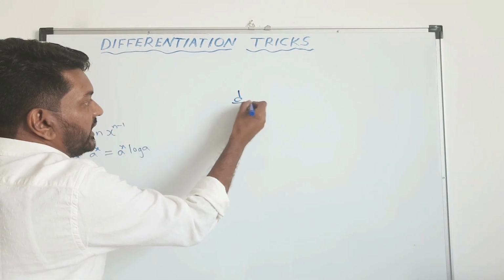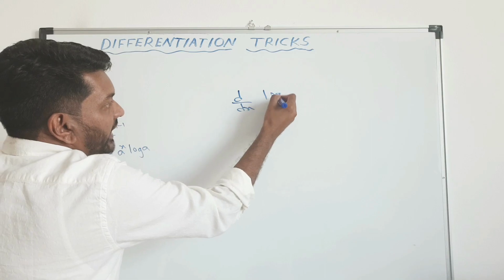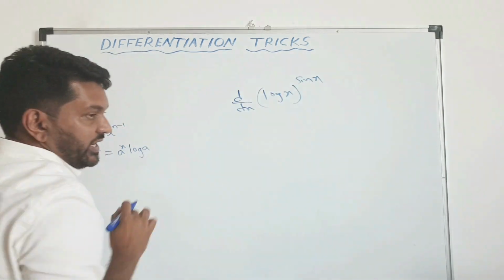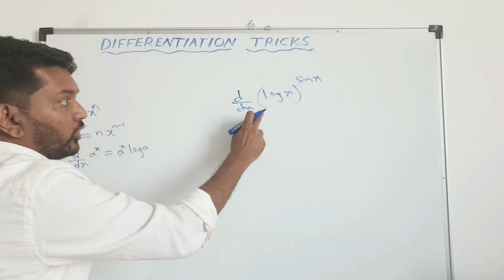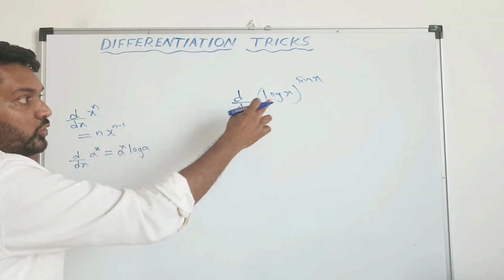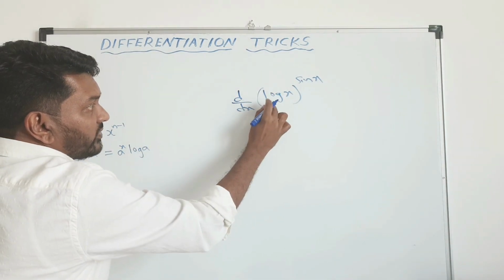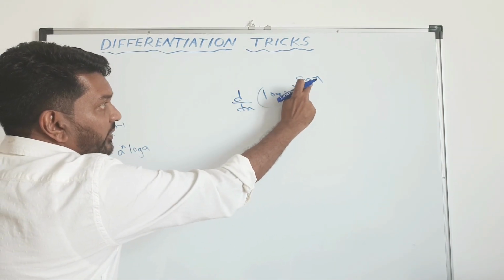We will take d by dx of log x to the power sin x. Variable to the power variable. Normal way will take a lot of time. You have to take y equal to this, take log on both sides. Now how to do it quickly? Consider this as variable and power as constant.